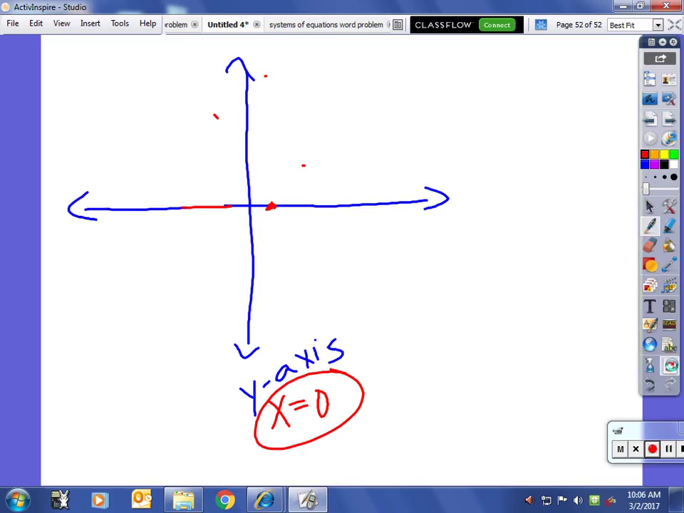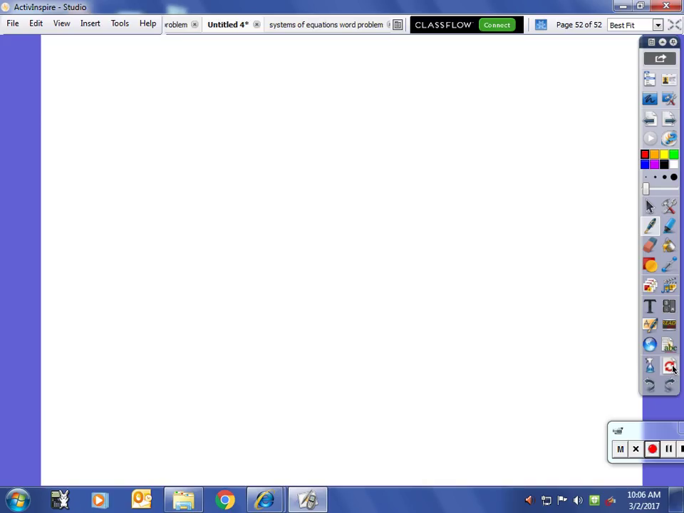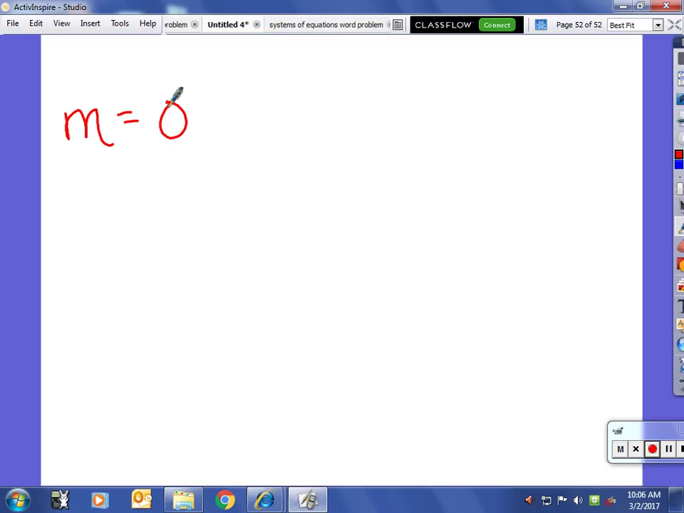Now, here were some other gifts. Some of you didn't appreciate them. I am thinking of a line that has a slope of 0 and it goes through the point (7, -5).